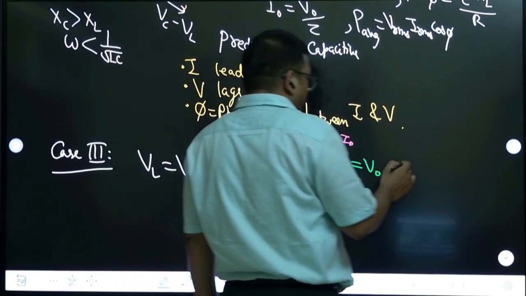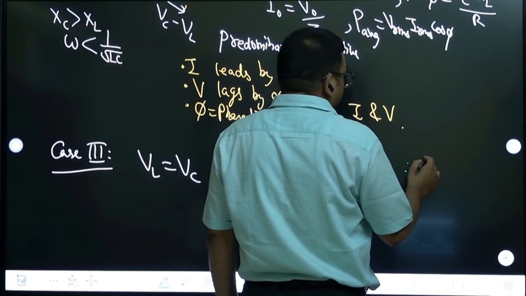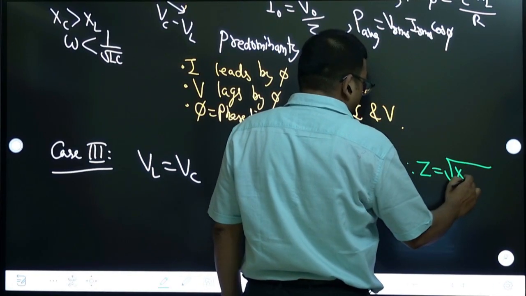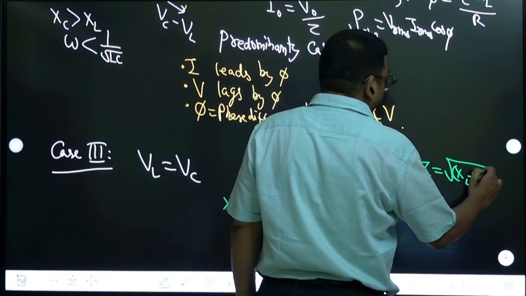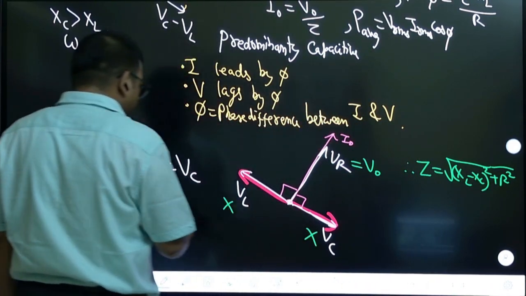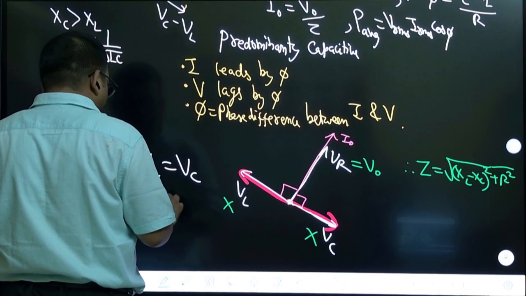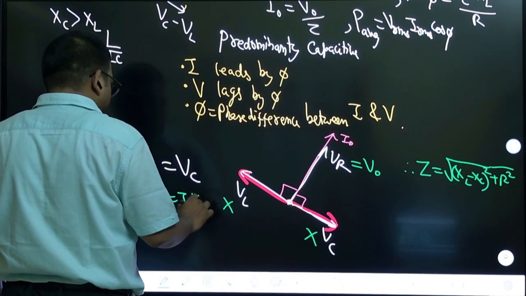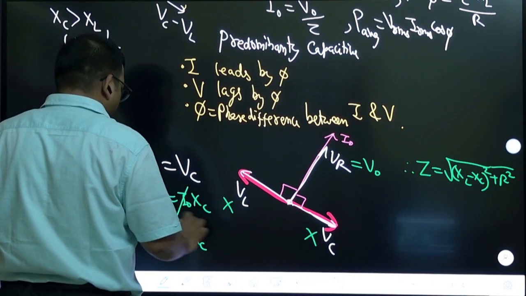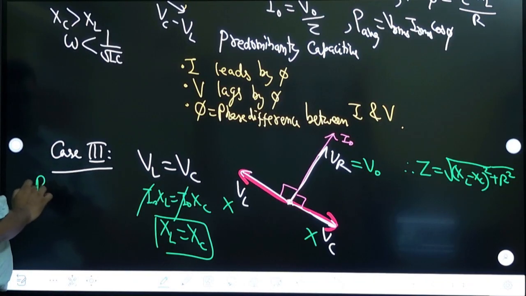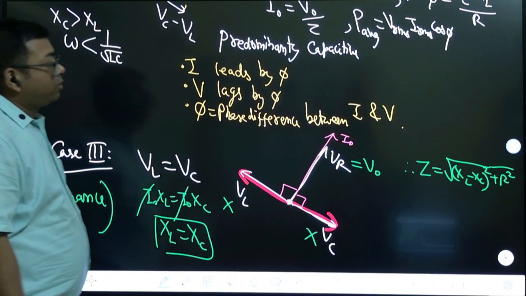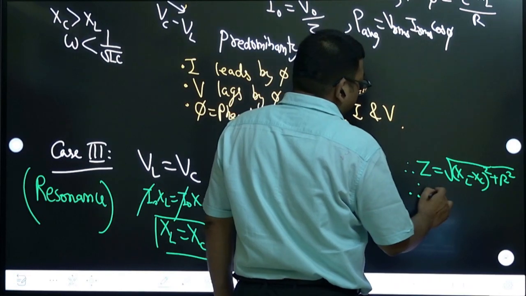And so if I have to calculate Z, Z is root under (XL minus XC) whole square plus R square. But here XL and XC are going to be equal because they got cancelled, because I naught XL is equal to I naught XC. I naught cancels, that means XL and XC are equal. This condition is very important. It's called resonance. So Z is going to be the same as R.